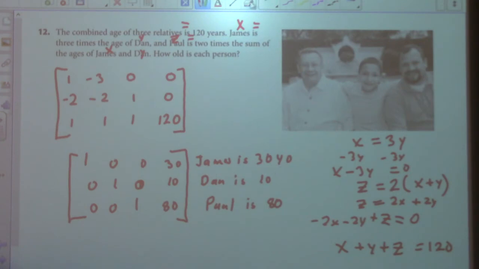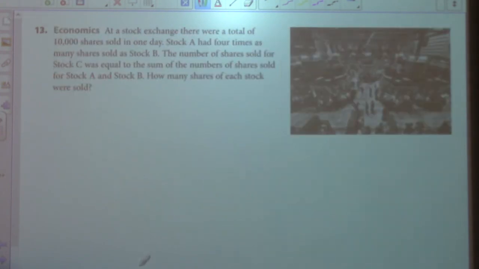All right. Let's go to this one right here. So I want you to do number 13 and set that up similar to 11, similar to 12.